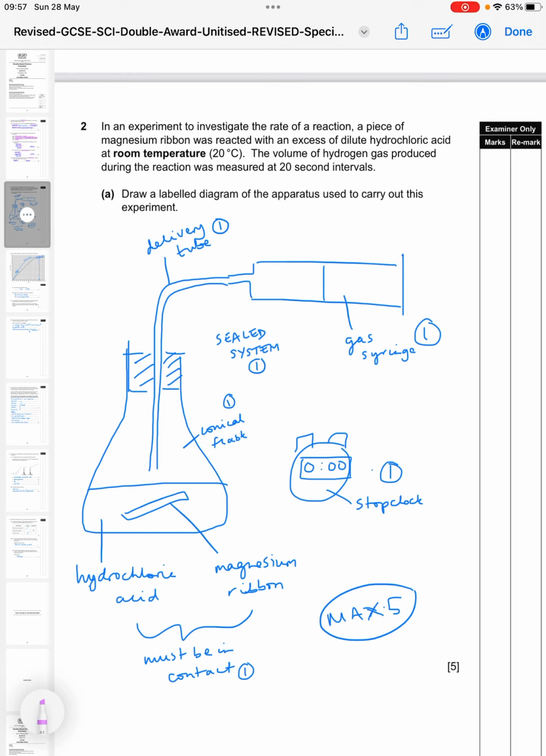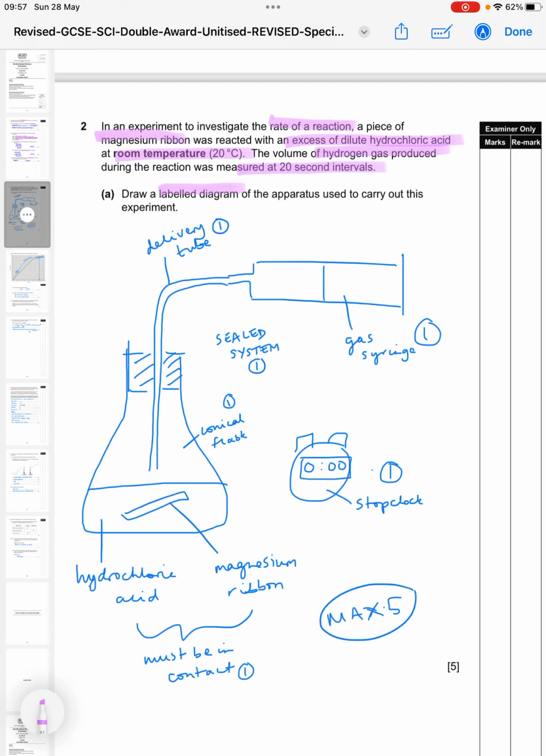Then, in an experiment to investigate the rate of reaction, a piece of magnesium ribbon was reacted with an excess of hydrochloric acid at room temperature. The volume of hydrogen gas produced during the reaction was measured at 20-second intervals. Draw a labelled diagram of the apparatus used to carry out this experiment.